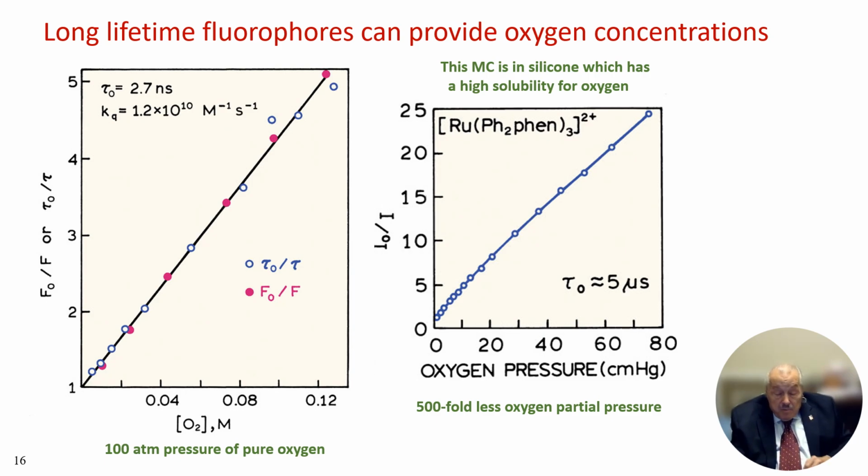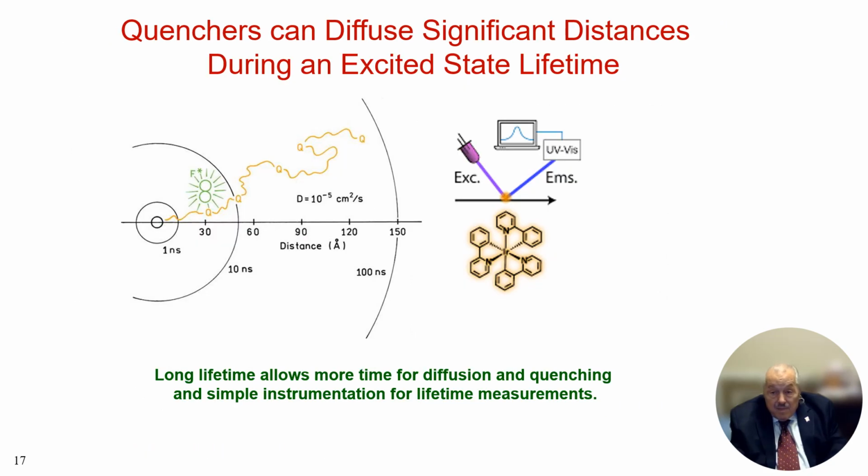And this is one of the points I've tried to make repeatedly: the amount of quenching you get for a fluorophore depends on its lifetime, because that determines the amount of time allowed for diffusion and contact with oxygen before it emits its photon, which I've put on this plot.